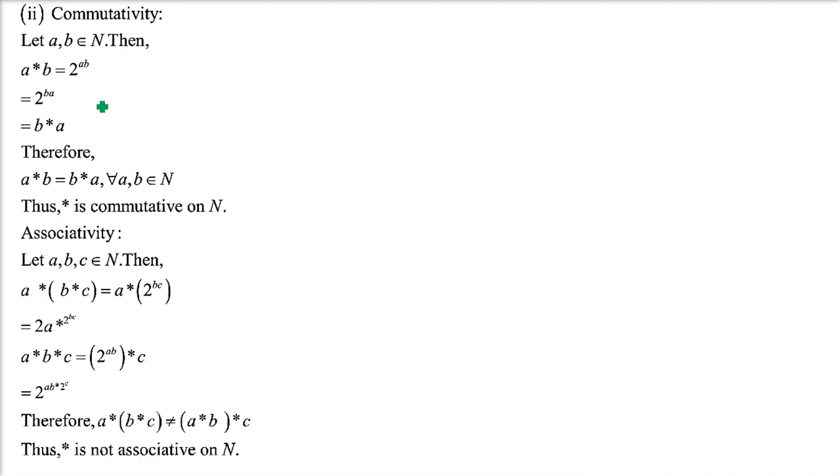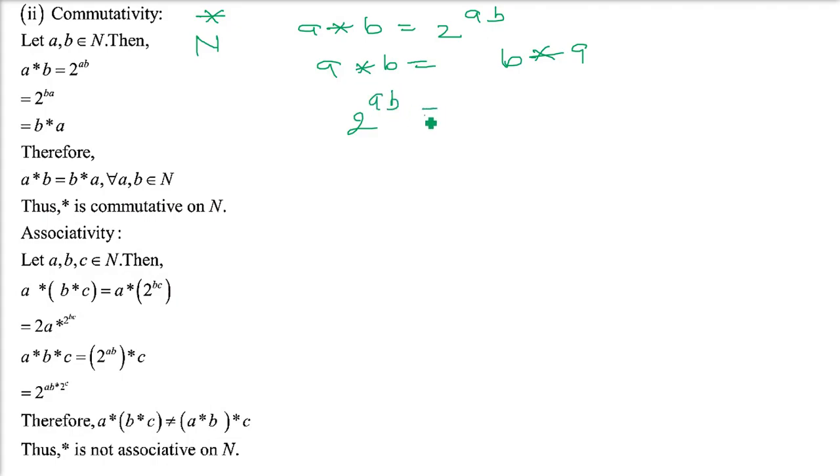Coming to the second part. As I said, there are 13-14 parts, right? So we'll check the commutativity. The star on natural numbers defined by A star B is equal to 2 raised to AB for all A, B belonging to N. So A star B equals B star A. That is what we have to prove for commutativity. So this is 2 raised to AB, this is 2 raised to BA. AB is equal to BA. You can always write A into B as B into A. So these two are equal. So the commutative property holds for the star on N.